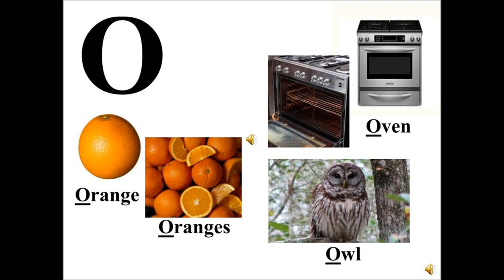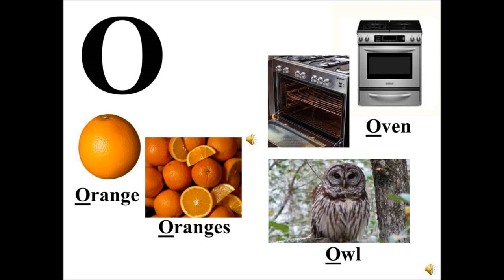These are O words. Orange, oranges, oven, owl. And other O words are ocean, olive, ox, octopus. So there are many O words. But for now, our O words are orange, oranges, oven, and owl.